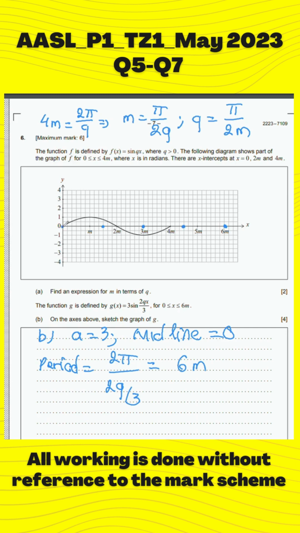Okay, the amplitude is 3, so the maximum will be 3. Let's go back to the midline, and the minimum will be negative 3. And then just connect the points. Okay, like this one.